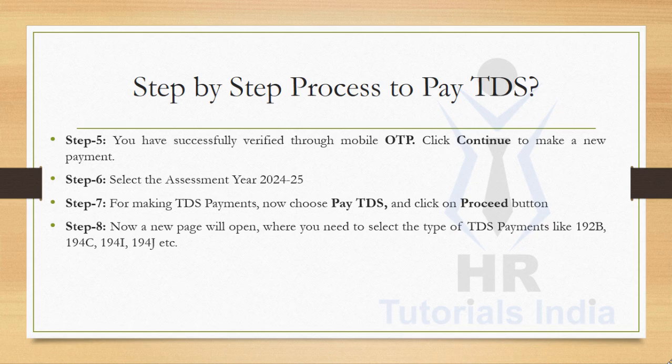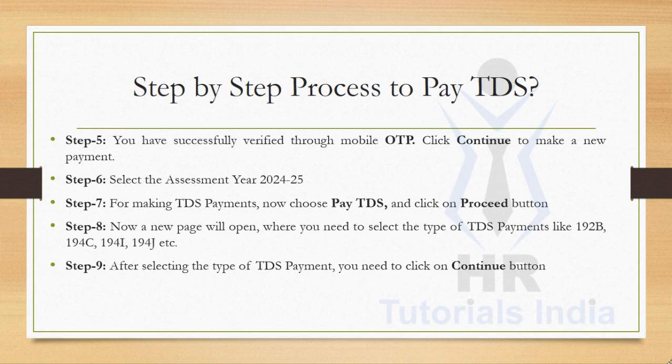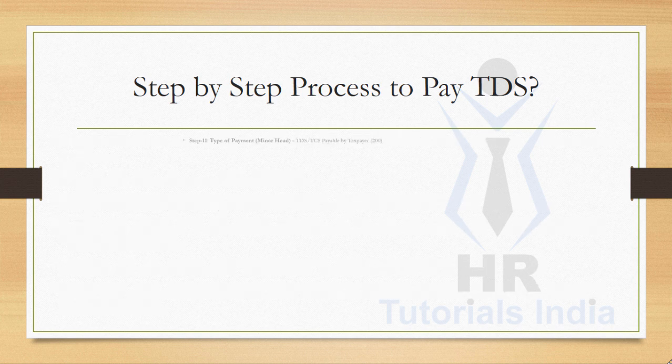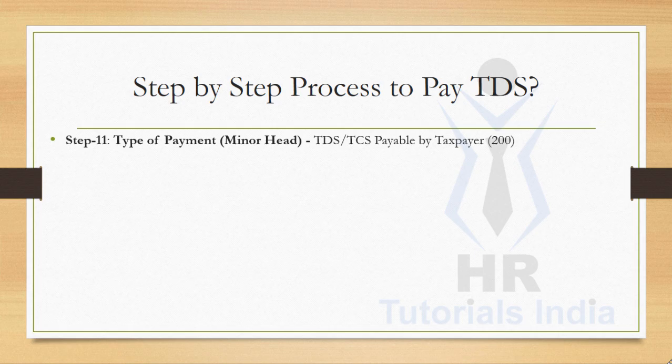Step 8. Now a new page will open where you need to select the type of TDS payment like 192B, 194C, 194I, 194J, etc. Step 9. After selecting the type of TDS payment, you need to click on the Continue button. Step 10. A new page will open for type of TDS where you need to select the minor head and major head. Step 11. Type of payment, minor head: TDS/TCS payable by taxpayer (200).